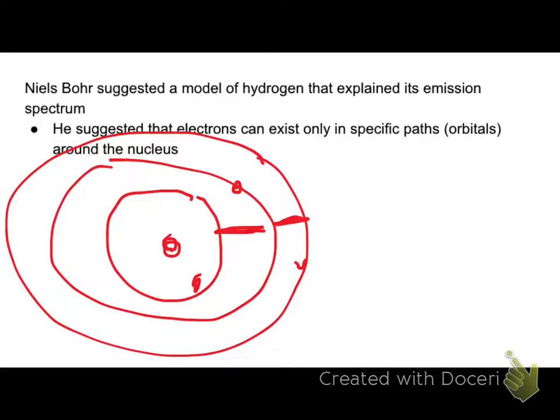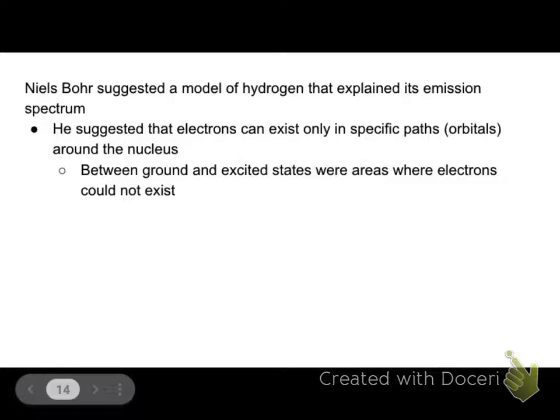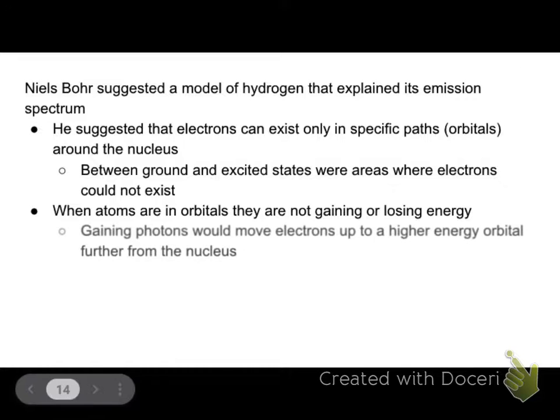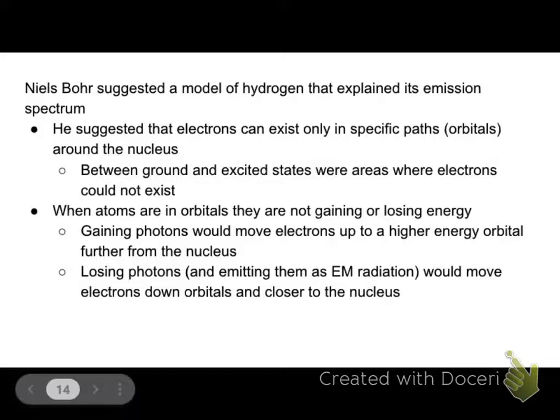And he was saying that those 4 bands of light that we got represented 4 separate energy levels that the electron could exist at. But it can't exist anywhere in between. It can only exist at that specific level. When atoms are sitting in the orbital, they're not gaining or losing energy. But if they change orbitals, they either have to gain or lose energy. If they gain energy, they move to a higher, more excited energy state where they're further away from the nucleus. And if they lose energy, they move back towards the nucleus, back towards their ground state. And as they go back, they release energy in the form of electromagnetic radiation, or light.